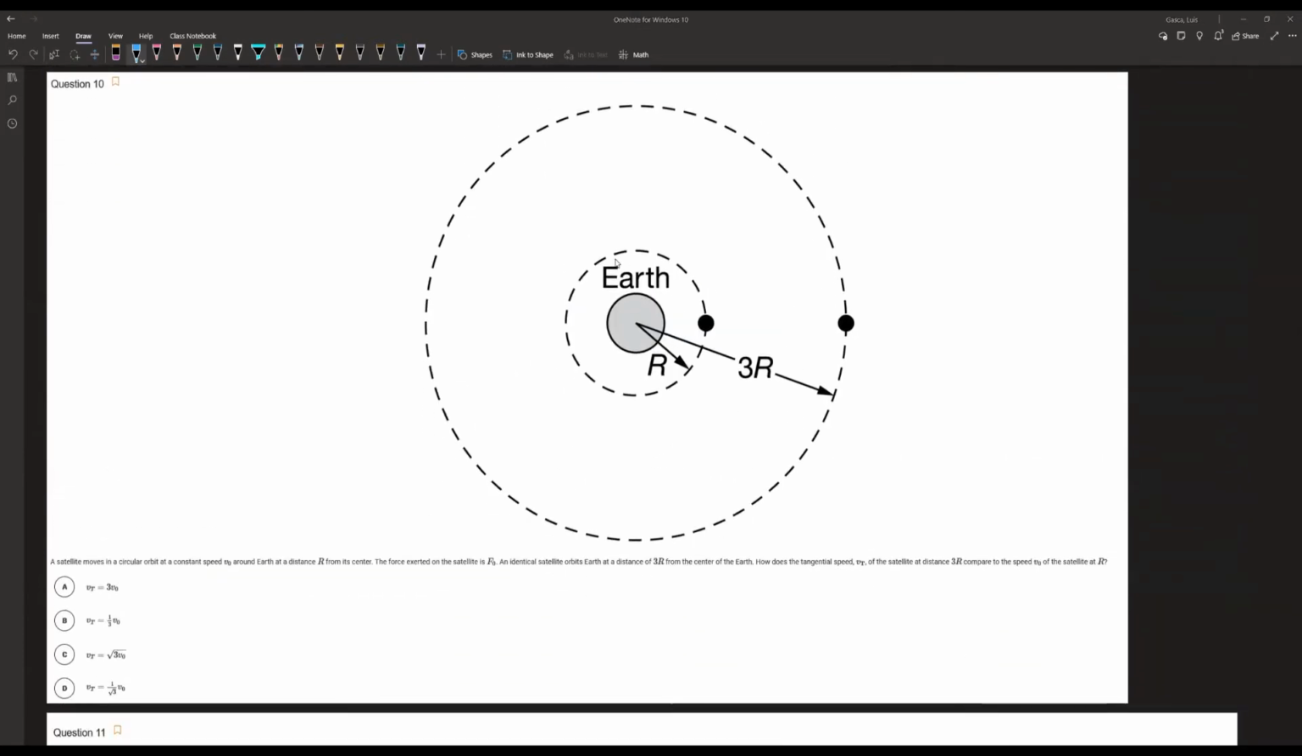We have the Earth and some satellites. A satellite moves in a circular orbit at a constant speed v0 around Earth at a distance r from its center. The force exerted on the satellite is F0. An identical satellite orbits Earth at a distance 3r from the center. How does the tangential speed v of the satellite at distance r compare to the speed of the satellite at 3r? Free lunch poll.